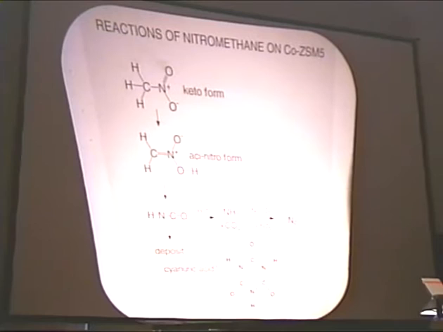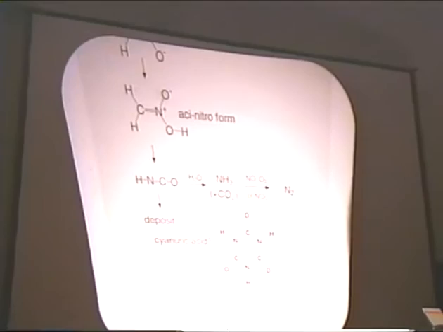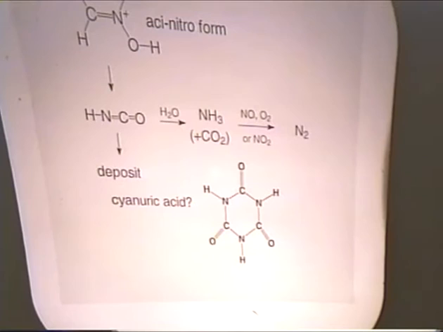Now, when we first did this work and thought about it, we tended to think the deposit was this molecule here, which is cyanuric acid. It's a cyclic trimer of isocyanic acid. It's got a very high decomposition point, around about 330 degrees, where it will vaporize and decompose. More recently, we've done some in situ infrared work to find out if it really is cyanuric acid that has been formed.